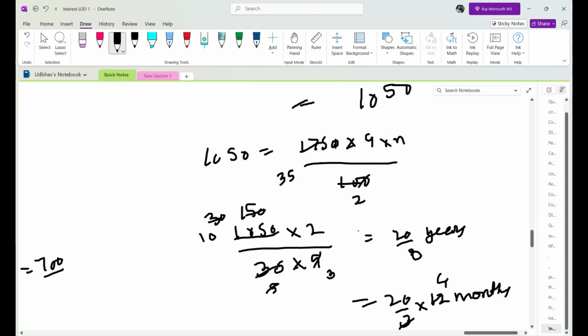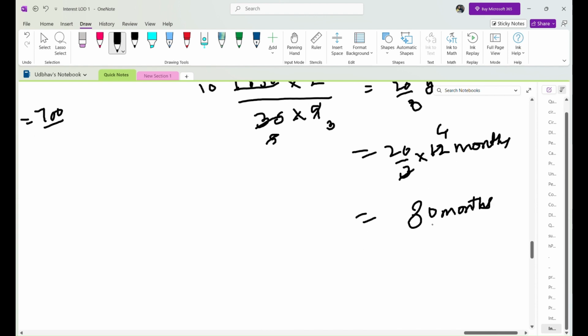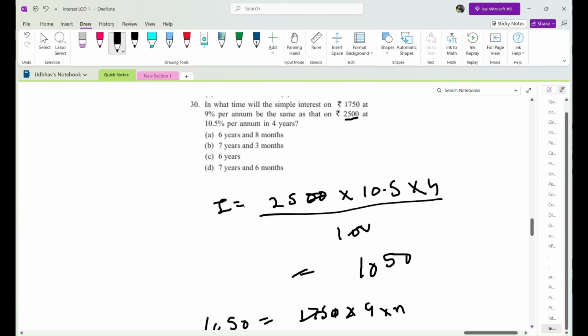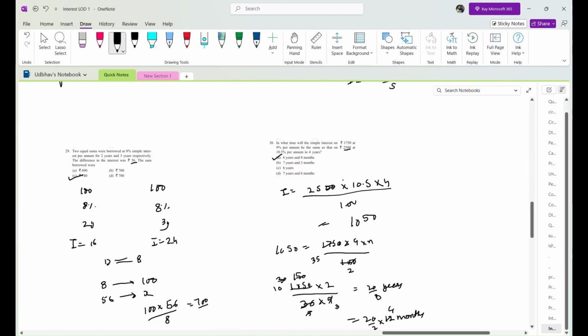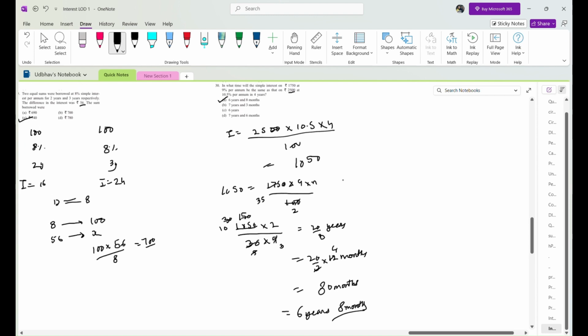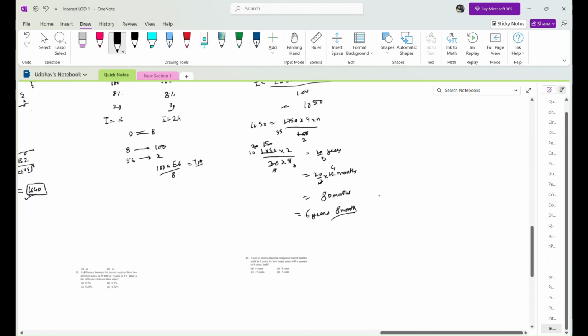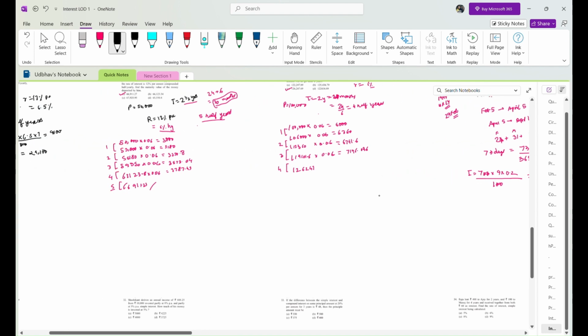So 80 months is like 6 years and 8 months. We got the interest from the second part, and then we equated that interest because we wanted the same interest in a different condition. So we calculated the time from there. Okay, so 30 questions completed. Moving on to the next.